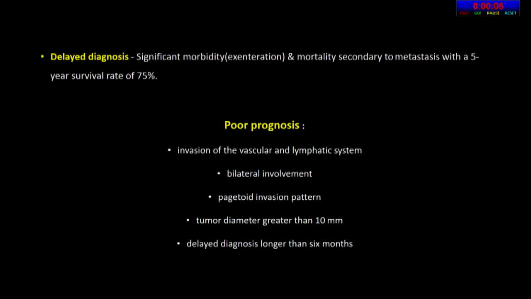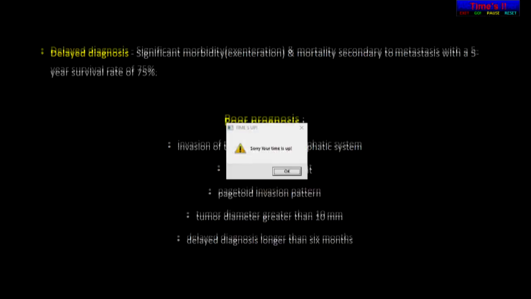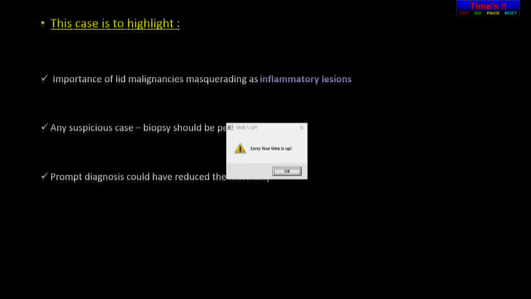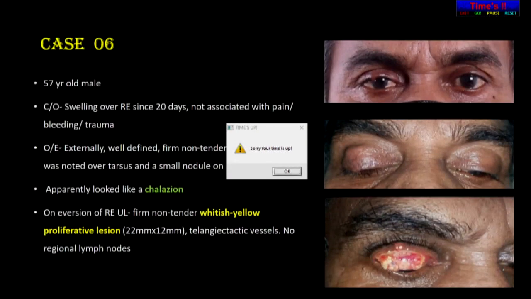The poor prognosis factors are invasion of the vascular lymphatic system, bilateral involvement, pagetoid invasion, tumor diameter more than 10 mm, and delayed diagnosis. So coming to the next case, a 57-year-old male.